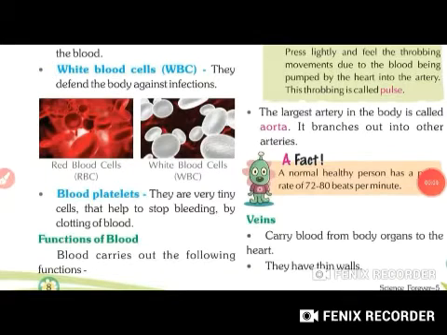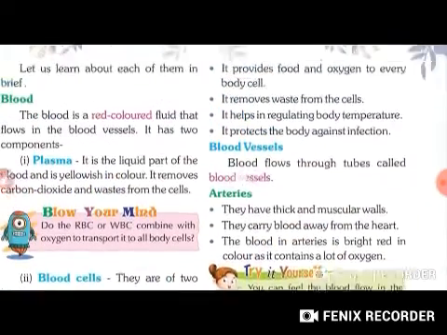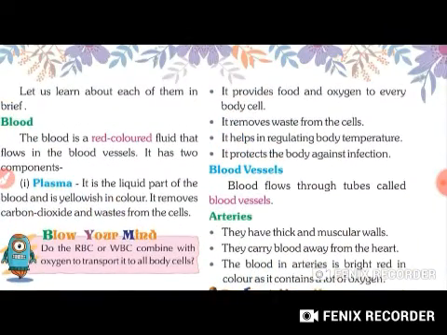Students, now next paragraph, functions of blood. Blood carries out the following functions. First function is it provides food and oxygen to every body cell. It means our blood provides food and oxygen. Second, it removes waste from the cells.